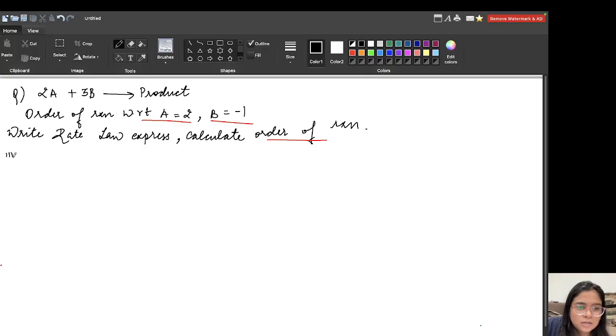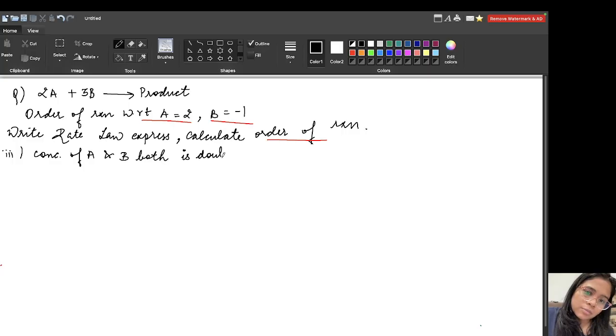Third part, they are telling us now both rates are doing something. Concentration of A and B both is doubled. Concentration of A and B, what are they doing? Both is doubled. So what was our original rate? Rate equals K, A raised to the power 2, B raised to the power minus 1. This was the original equation, right? As given here. New rate will be, both are doubled, right?